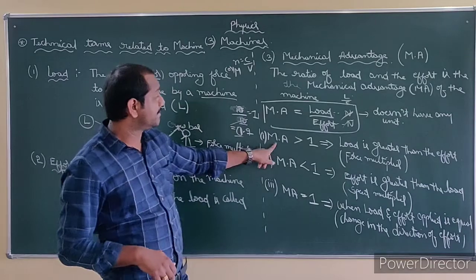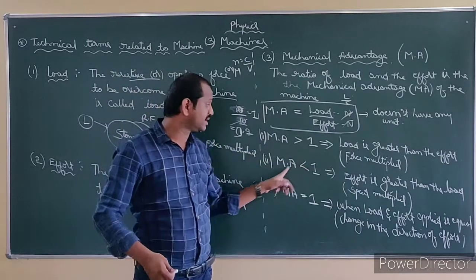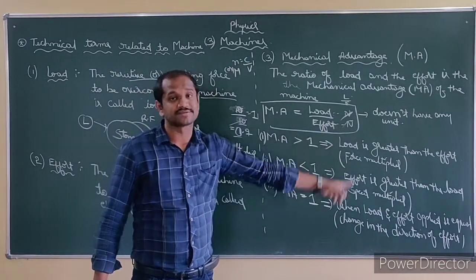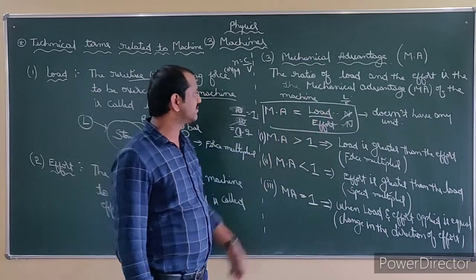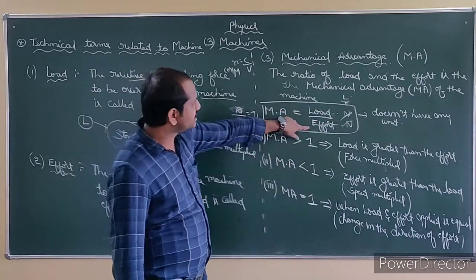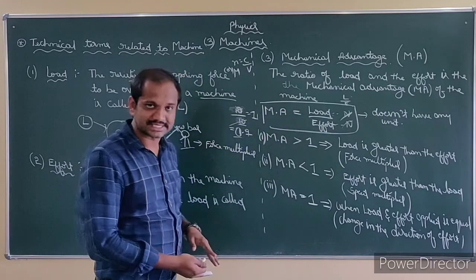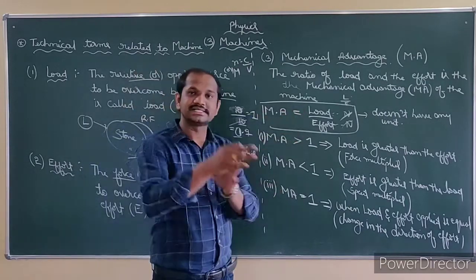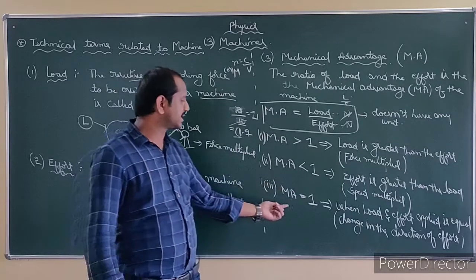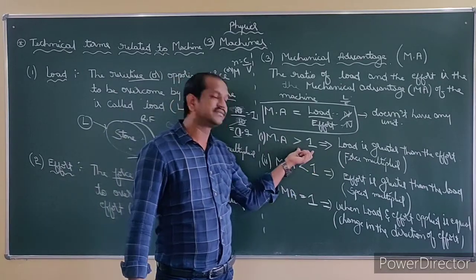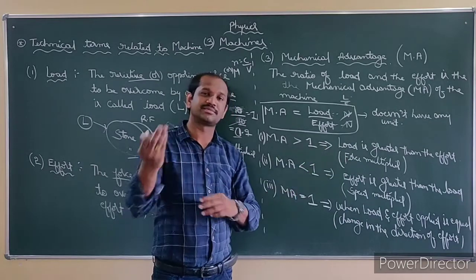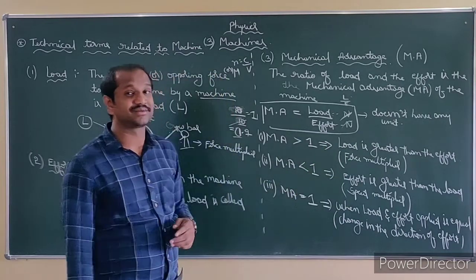Then mechanical advantage greater than 1, less than 1, equal to 1, we can see. When load is greater than effort, mechanical advantage is greater than 1. When effort is greater than load, mechanical advantage is less than 1. When load and effort are equal, mechanical advantage is equal to 1. When mechanical advantage is greater than 1, it acts as a force multiplier. Why does it act as a force multiplier?